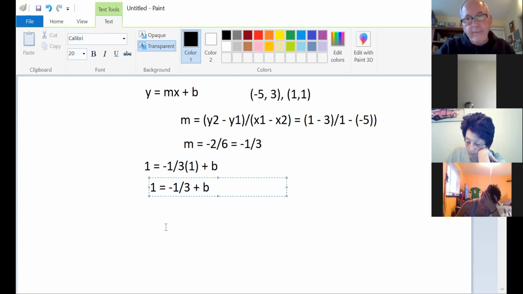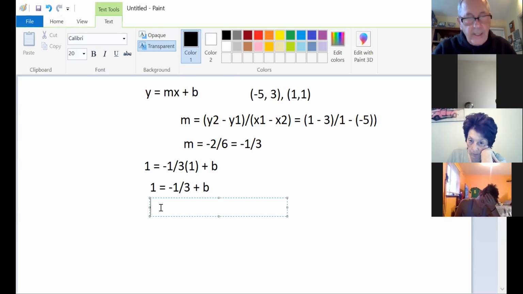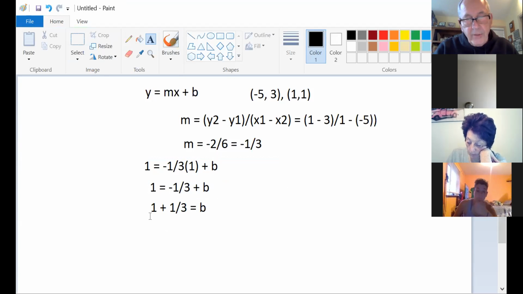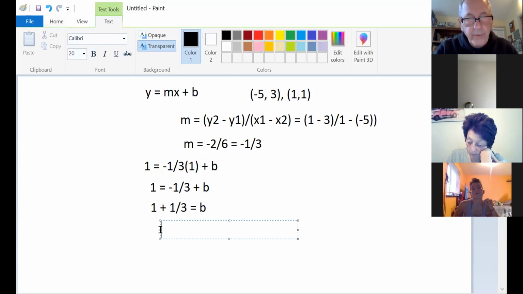right? Now I have to move this 1/3 to the other side, so I have to add 1/3 to both sides. So left side, I'm going to have 1 plus 1/3 is equal to b. I'm going to add these together. 1/3, that's like 3/3 and 1/3, so it's 4/3. 4/3 is equal to b. Okay, or 1.3333. It's the same thing.